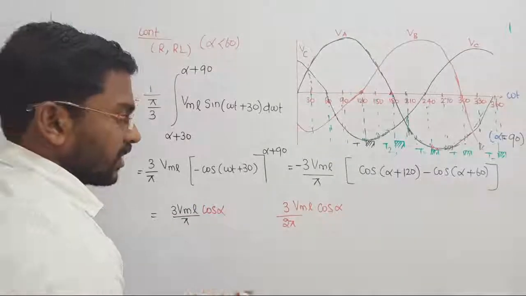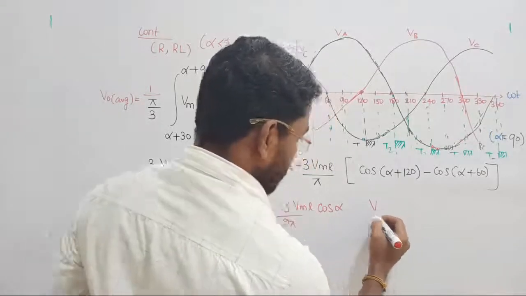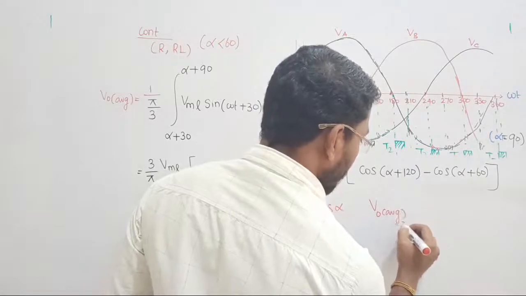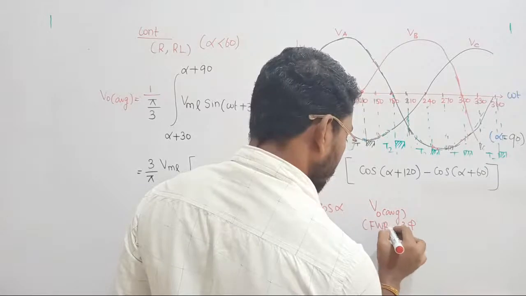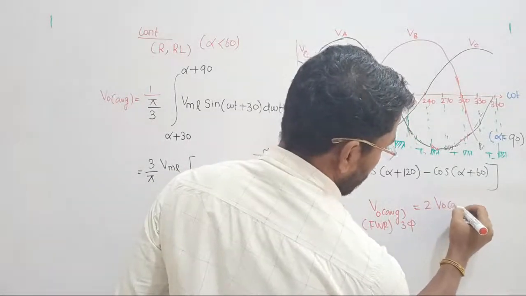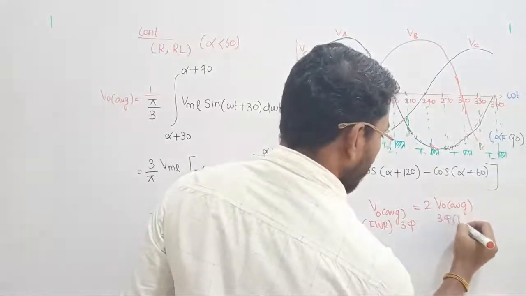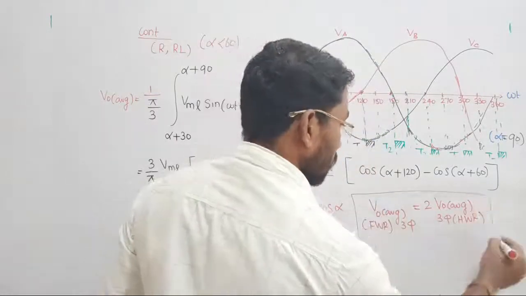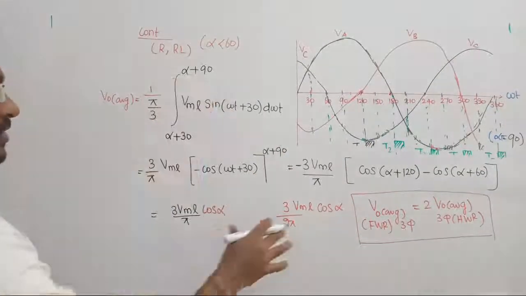So what is the conclusion? In continuous conduction mode, V naught average of the 3 phase full wave rectifier should be equal to twice of V naught average of the 3 phase half wave rectifier in continuous conduction mode. Note the thing, in continuous conduction mode. We are in continuous conduction mode only now. So in continuous conduction mode, that is the answer.